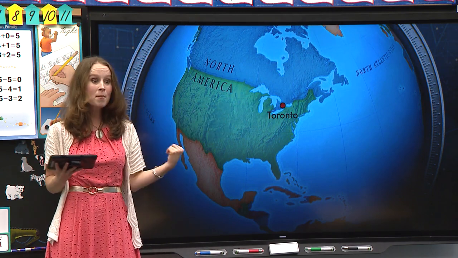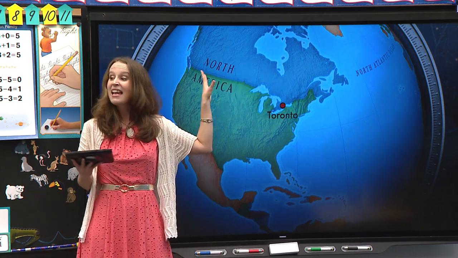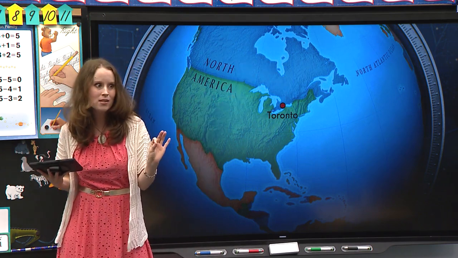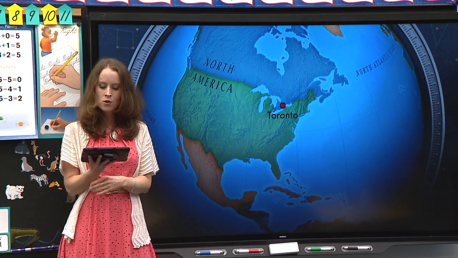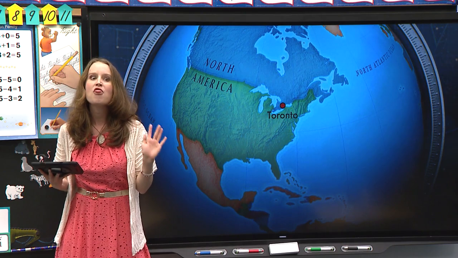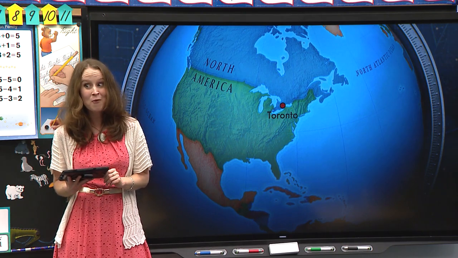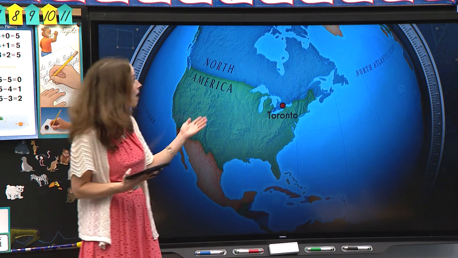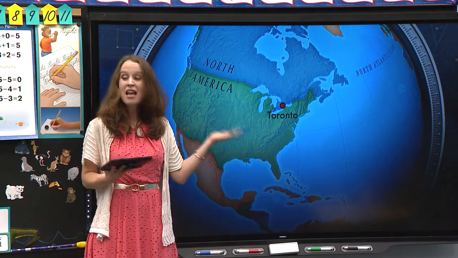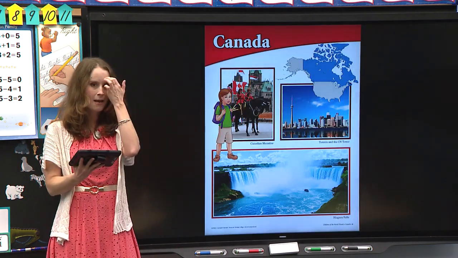Now remember, we looked at Canada and we saw all of the water that surrounded it. Canada has the longest coastline. Remember, that's where the land meets the water. It has 125,000 miles of coastline. So they do have a lot of water that's around them. And they have the most lakes of any country. They have over 32,000 lakes there in the country of Canada.